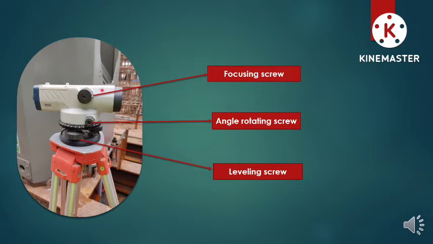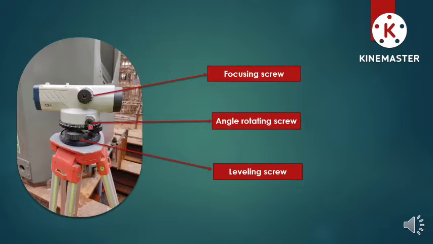So here comes the focusing screw. This screw helps us get a clear image of the staff reading or the scale reading when rotated clockwise or anti-clockwise, based on the distance at which the staff is being held by the person.